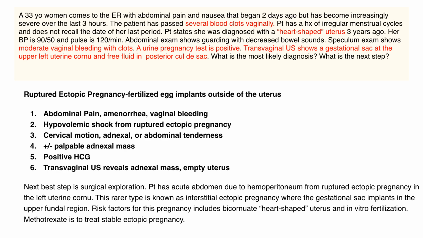Patient has acute abdomen due to hemoperitoneum from ruptured ectopic pregnancy in the left uterine cornu. This rare type is known as interstitial ectopic pregnancy, where the gestational sac implants in the upper fundal region. Risk factors for this pregnancy includes bicornuate heart-shaped uterus and in vitro fertilization. And methotrexate is used to treat stable ectopic pregnancy. You can also do surgery during stable pregnancy, but that is up to the patient to decide.